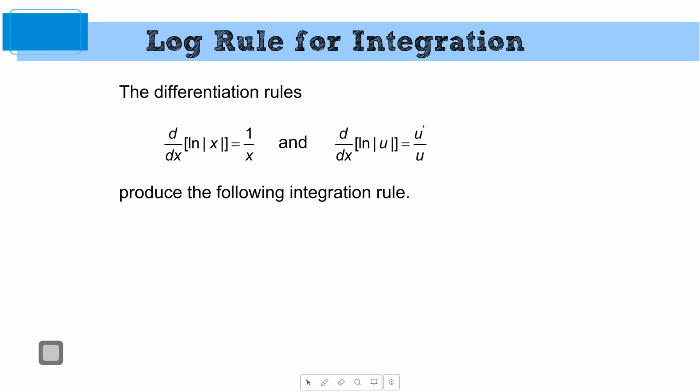Okay, so we know this. The derivative of the natural log is 1 over x. Or, what we're using most of the time on the right is u prime over u. Why are there absolute value bars in there? Because you can't get the natural log of a negative. Good. You can't take the natural log of a negative or 0.